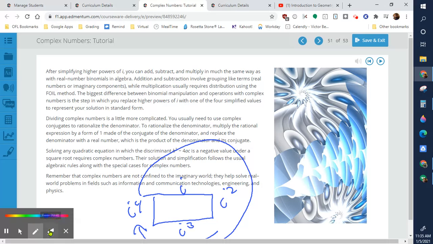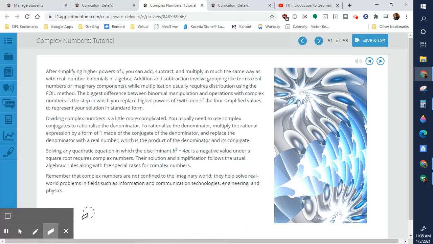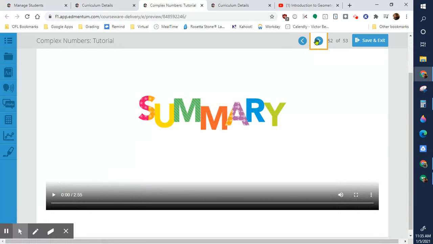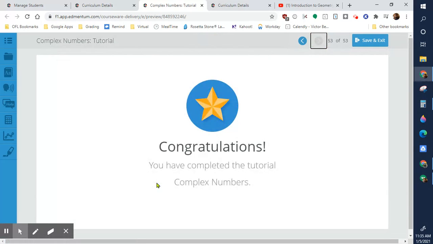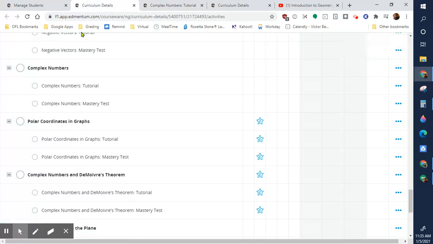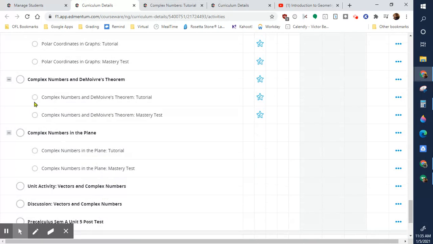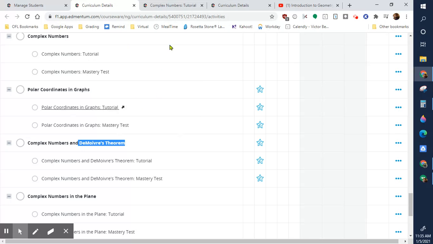All right, and as always, just look over your summary video to help you out, and that's the next module. So let me go back over here. As I mentioned before, we're going to exclude polar coordinates, and we're going to exclude complex numbers with the Morse theorem. It's just a little too complex.